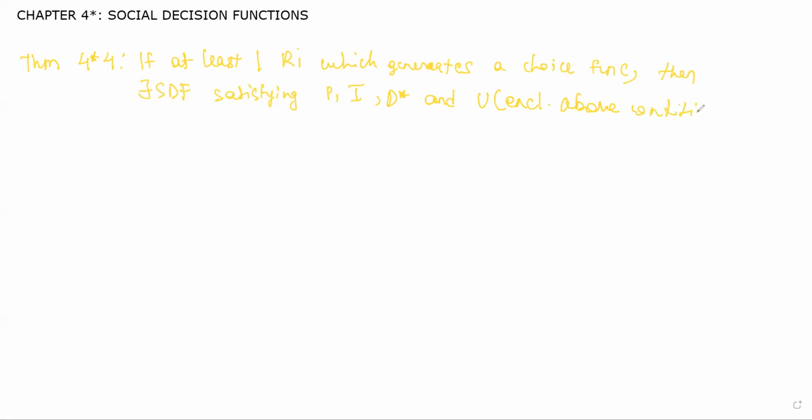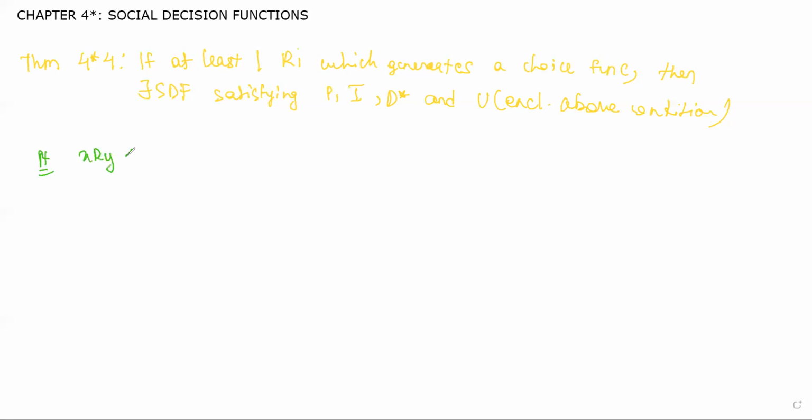So first of all, two things to note. First of all, it does not satisfy P star, but D star is satisfied. So we still have the original Arrowian conditions. And U is satisfied, excluding the above condition, which is that there should be at least one Ri which generates a choice function, which is reasonable in this regard because of the reason I told you earlier. Right? Proof, very simple.